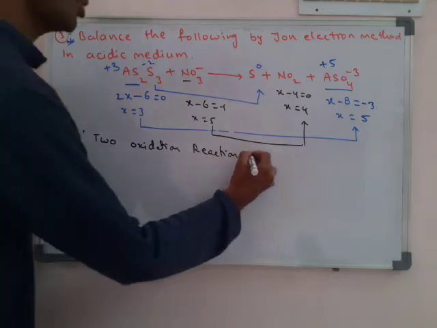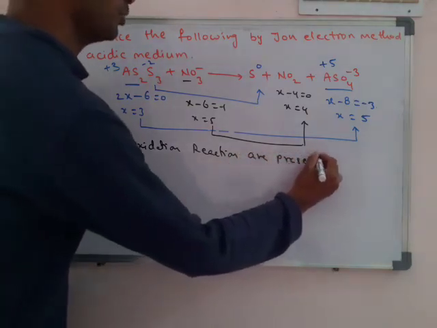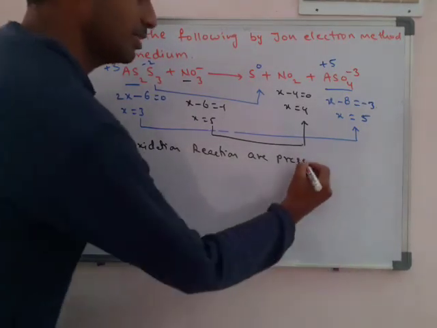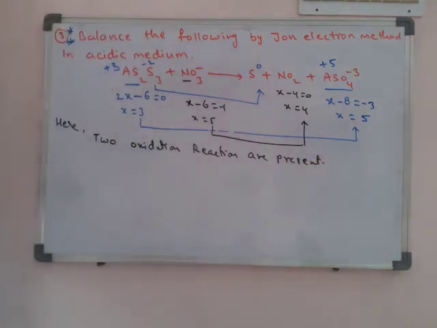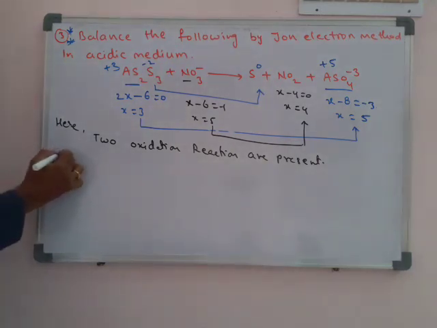Here two oxidation reactions are present. So we balance the two oxidation reactions first, then balance the reduction, then add them with the same procedure. First balancing the oxidation reaction. Since we have two oxidations, write the two oxidation reactions.